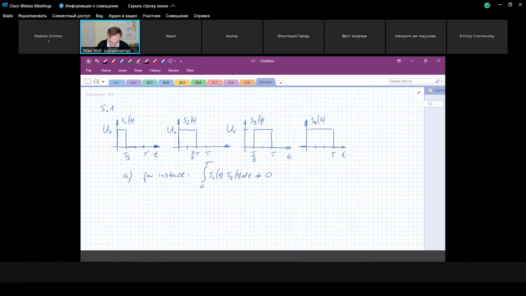And for instance, S1 and S4 are also not orthogonal, but S1 and S3 would be orthogonal. But S3 and S2 are again not orthogonal, as well as S3 and S4 are not orthogonal. So this means we cannot use the 4 functions as 4 basis functions because they are not the same.